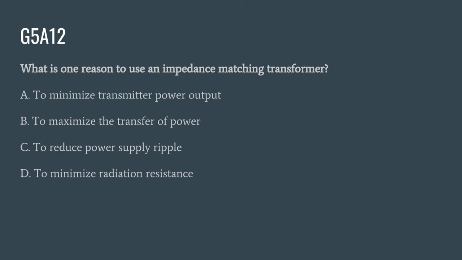G5A12. What is one reason to use an impedance matching transformer? A. To minimize transmitter power output. B. To maximize the transfer of power. C. To reduce power supply ripple. Or D. To minimize radiation resistance. Correct answer, B. To maximize the transfer of power.